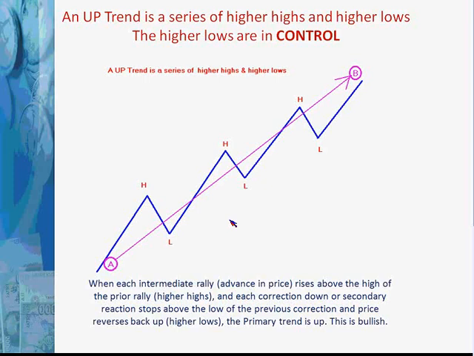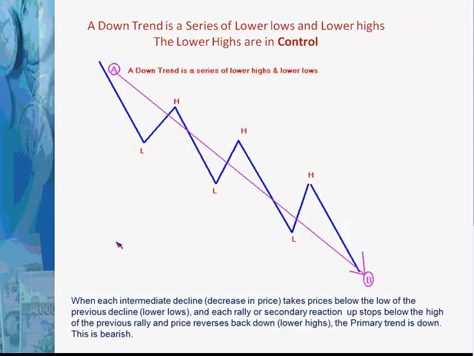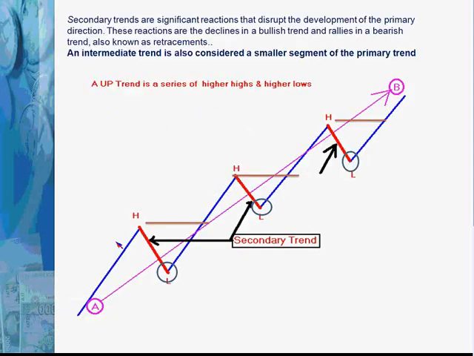So just to remind you quickly of what a trend is: a series, and the operative word is series. Once I'm in a trend, I must have more than one higher high and more than one higher low. And in a downtrend, I'm getting a series of lower lows and lower highs. Again, the operative word is series, i.e. more than one. One high does not make a trend. One low does not make a trend.